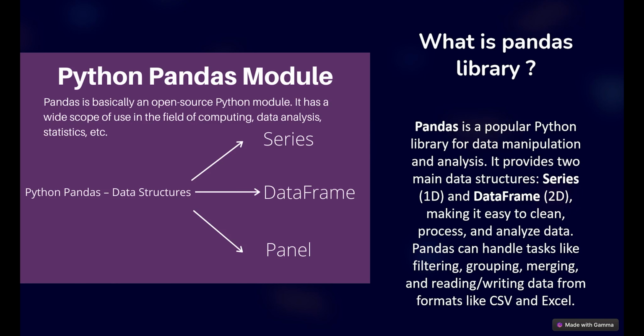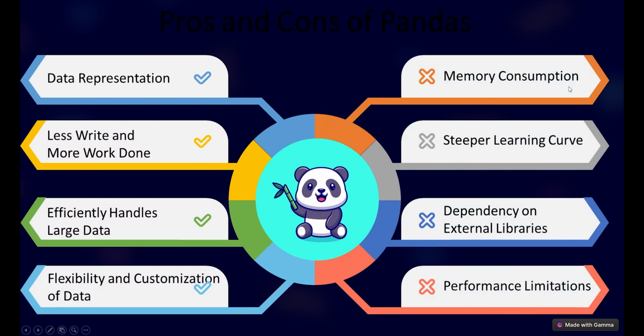And pandas can handle tasks like filtering, grouping, and merging the data, or maybe reading or writing from formats like CSV and Excel. So by learning pandas, we have this ability to work with a lot of different data and file formats. We can read them, we can work with them, we can run our data analysis on them, and we can save them the way that we want. And in total, we've got three different types of data structures, which are going to be series, data frame, and panel. Let's speak about the cons and pros of pandas.